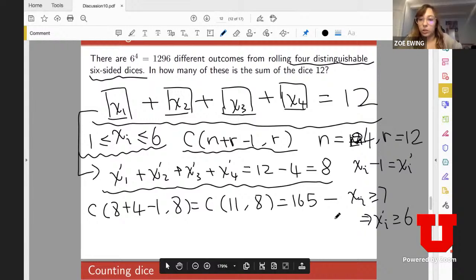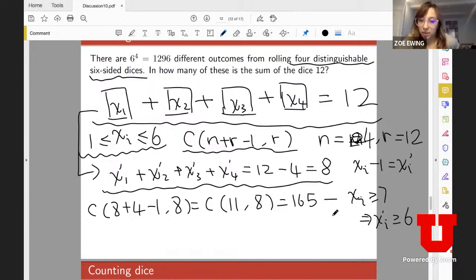There is a quick question. Why are we using the formula for unordered lists? I thought order mattered in this problem since the dice are distinguishable and the problem states that the total outcomes are ordered lists.